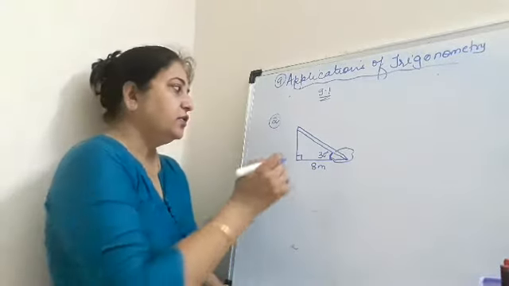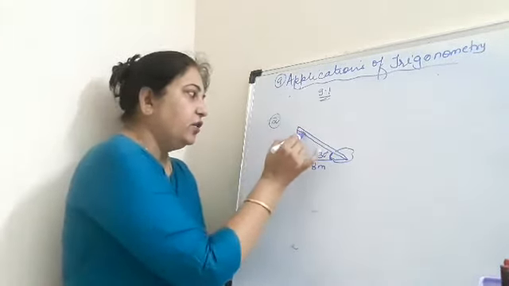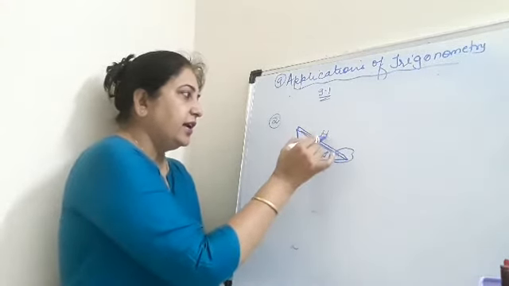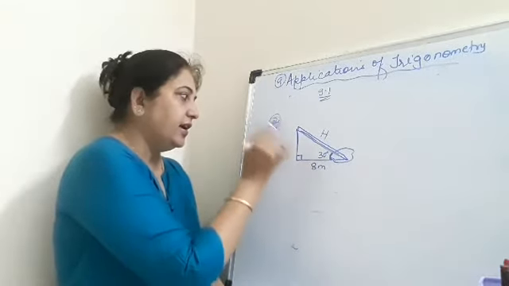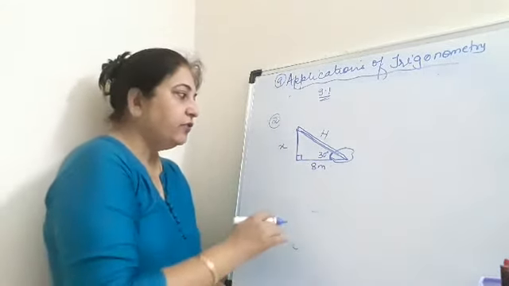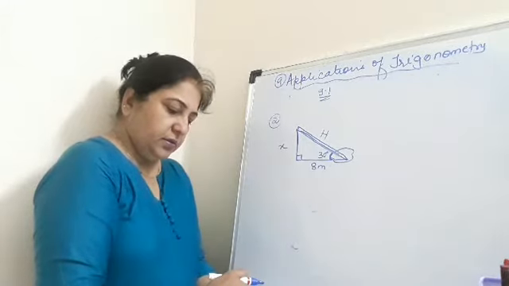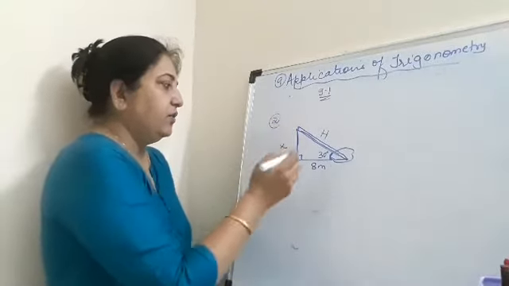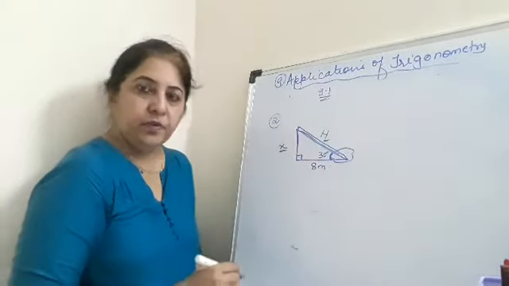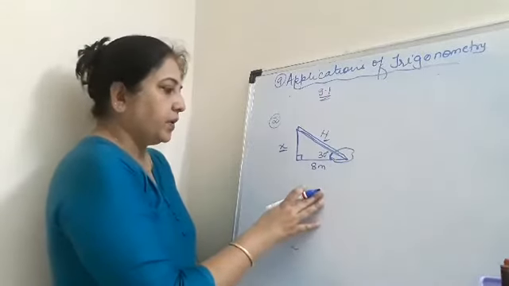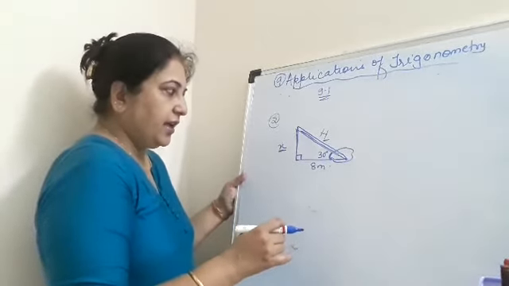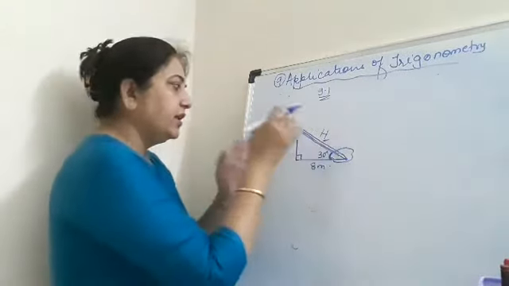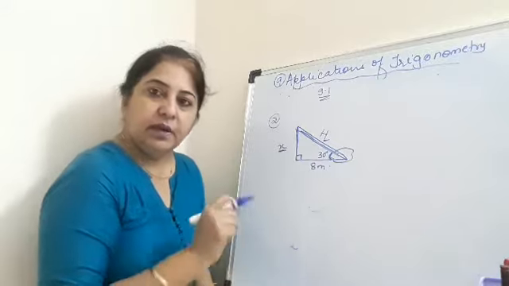How can you find the height of the tree? To find the height of the tree, you need to find this height as well as this length. So this I take as h, that is the hypotenuse, and this I take as x. Now to find the height of the tree, we need x also and we need h also. First we take these two together. When I get the hypotenuse, I can then find x by the Pythagoras theorem.